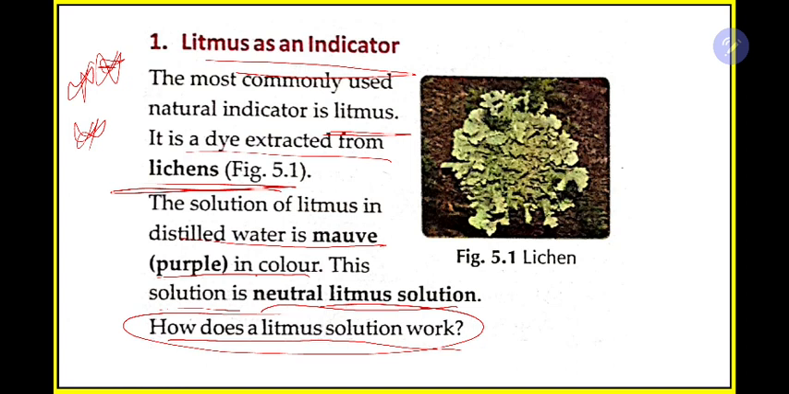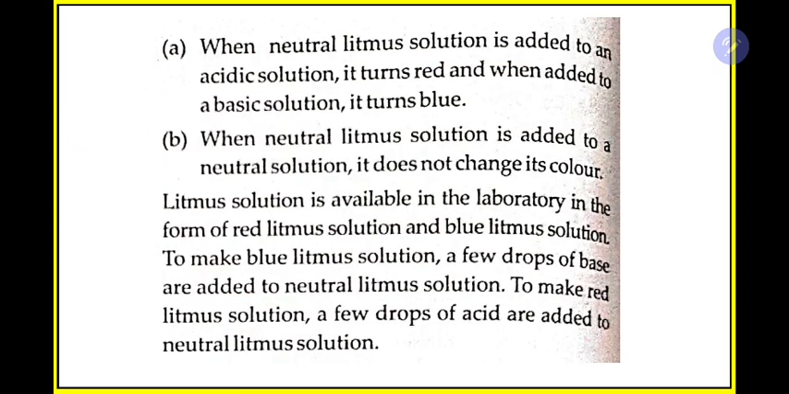From where do we get litmus? From lichens we get litmus. Generally when you extract the litmus dye, it is purple in color, and it is neutral in solution. Litmus has no acid character, no basic character. Okay, it is neutral. So how does it work? We'll learn this now. The first thing is, when litmus solution is added to an acidic solution, it turns red, and when added to basic, it turns blue.